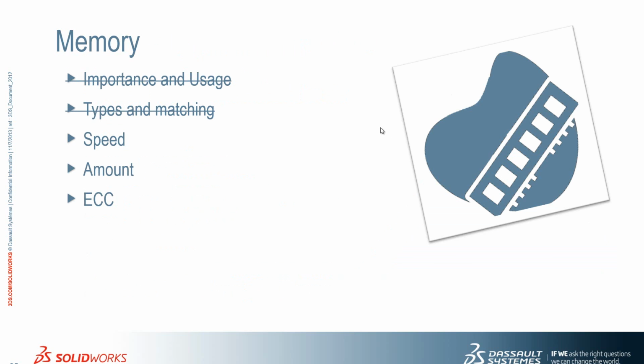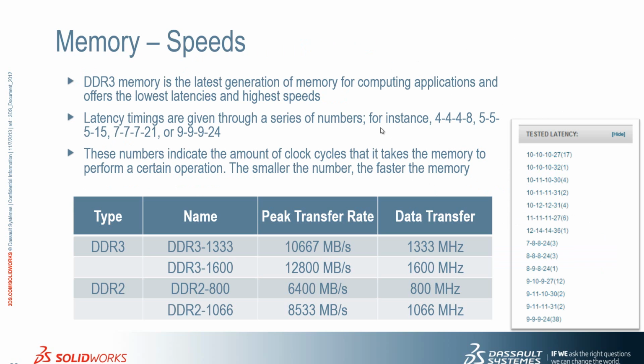So speed. When you're looking at RAM, two things here really. When it says something like DDR3 and then a number after it, that number, so 1600 for instance, which is in this table, is to do with the data transfer speed. So when I say speed, I mean what megahertz it's running at.